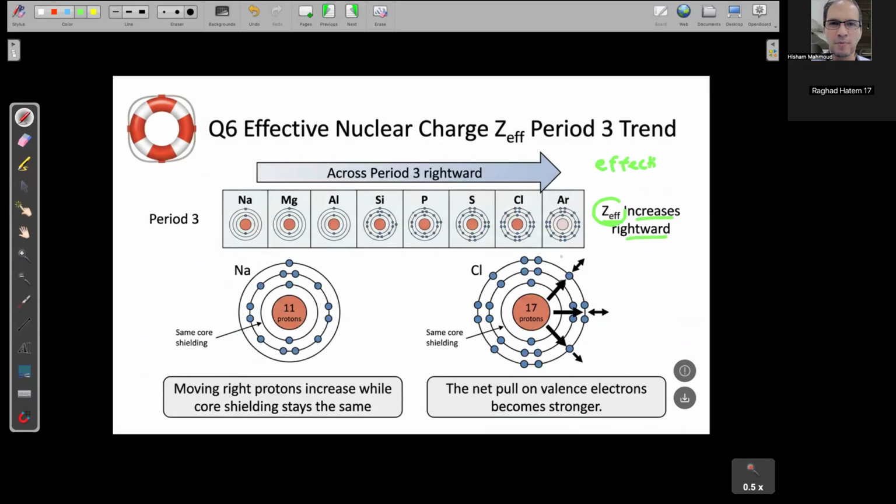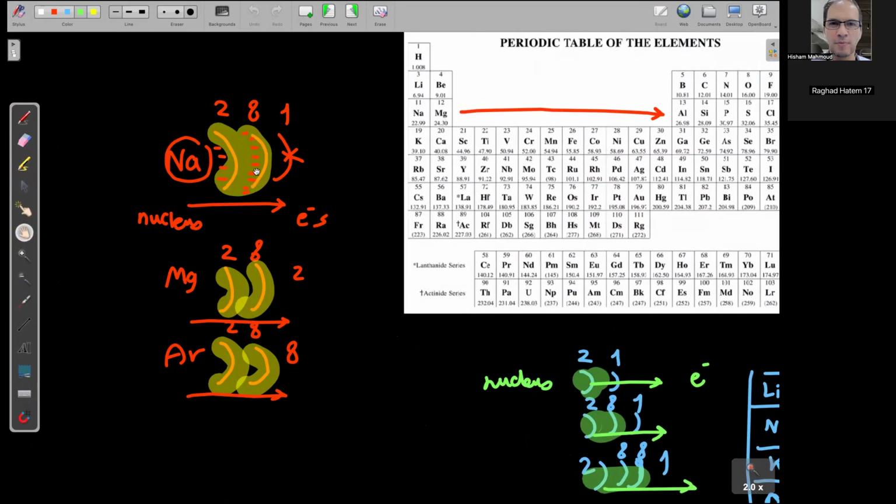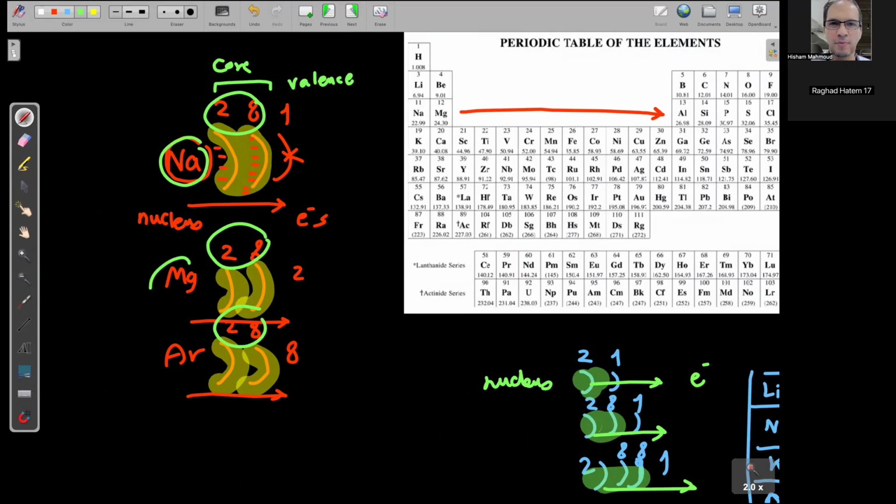Moving right, the protons increase while the core shielding stays the same, right? There is no difference. Why is there no difference? Because they are all in the same layer. What are the core electrons? The non-valence ones; this is valence, and this is core. How many core electrons here? 10. Here? 10. Here? 10. So as you move from sodium to magnesium to even argon, it does not change.